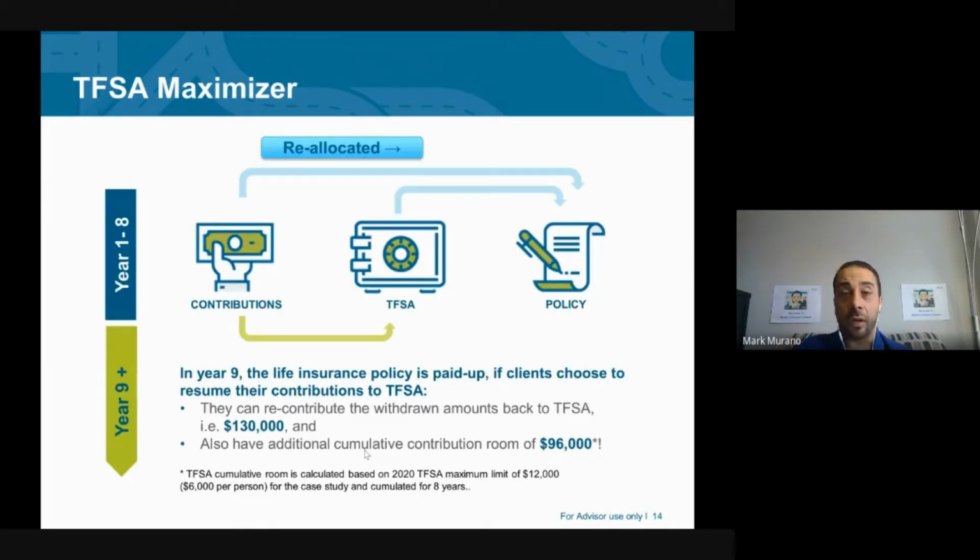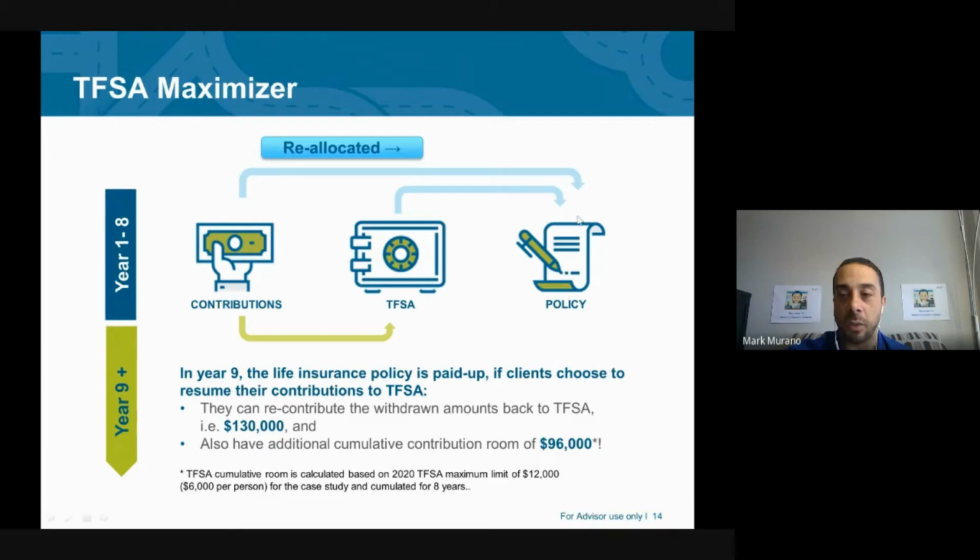So what we could consider is the TFSA Maximizer. For the next 8 years, we're going to use an 8-year window. We're going to take their current contributions, so that's $12,000 a year, and we're going to put that into the policy. We're going to take their existing TFSA of $130,000 and reallocate that into the policy. So again, we're taking the 130 divided by 8 years, putting it into the policy, and their contributions of $6,000 a year each, $12,000 total.